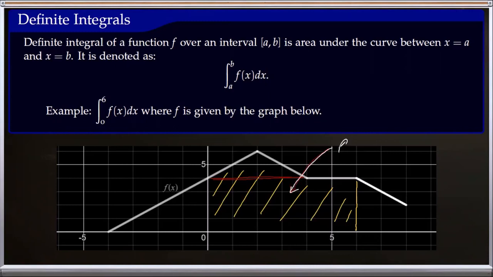This region is a rectangle with area, you see the length would be 6. So this whole length from 0 to 6, length is 6. And the height looks like it is 4. So this height is 4, 6 times 4. So this area is 24.